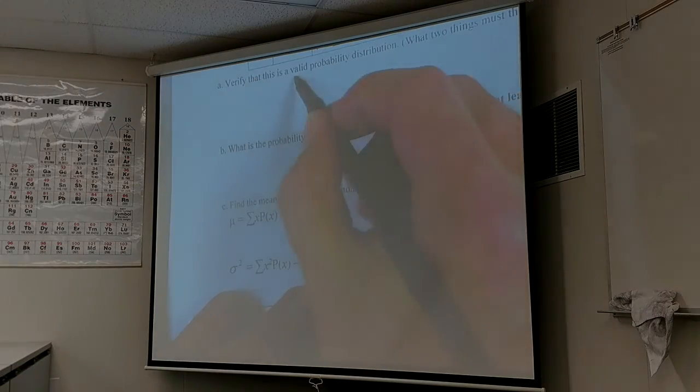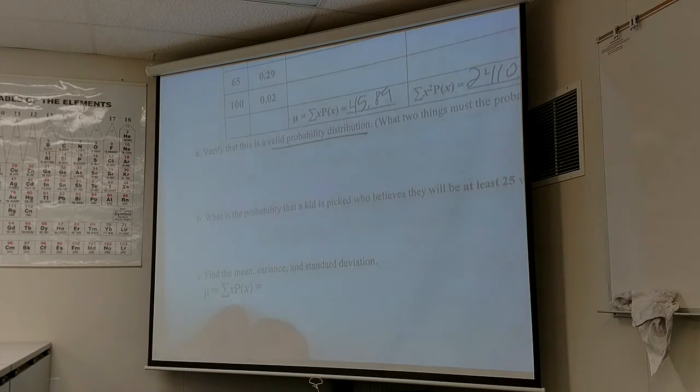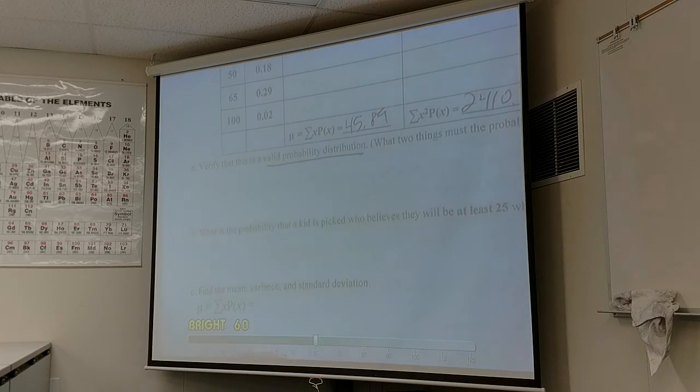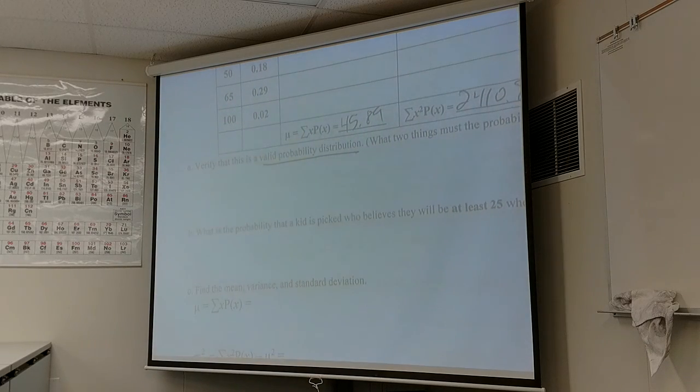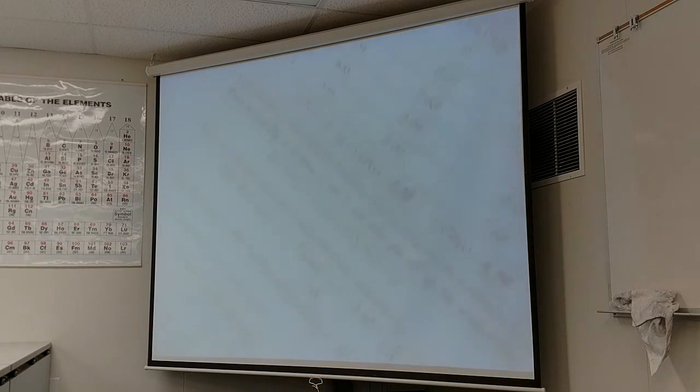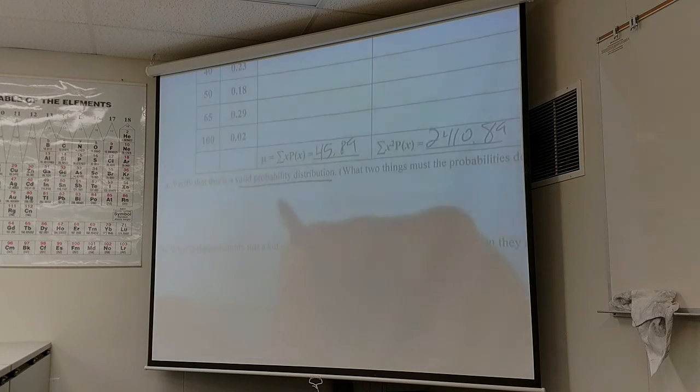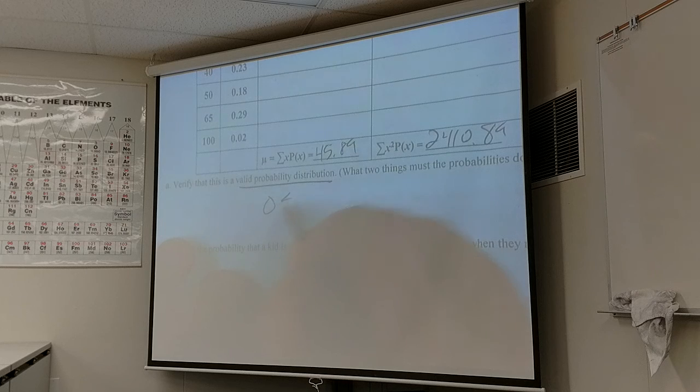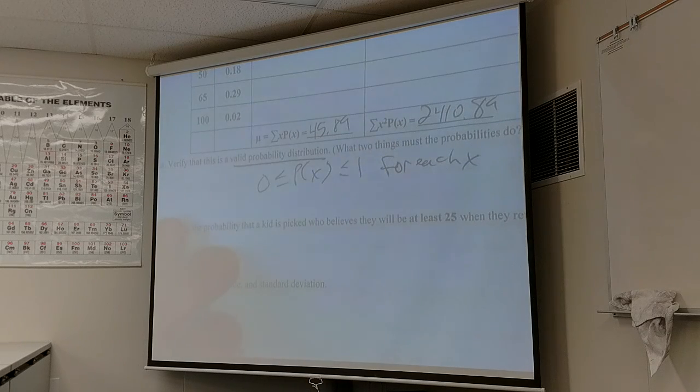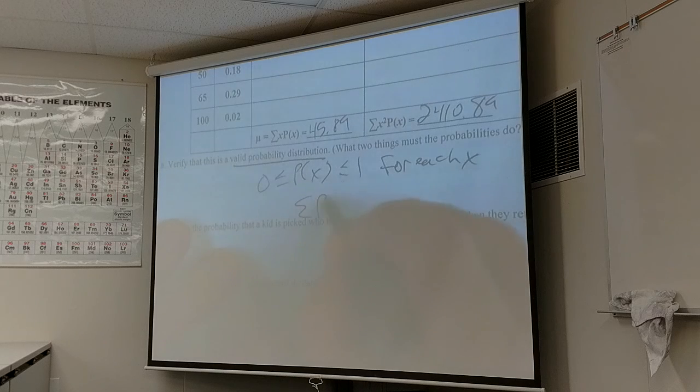So why is this a valid probability distribution? And if there's a question I ask on this side that doesn't make sense, there's an answer on the other side. It's kind of crazy. So I'm going to ask you this question, and if you don't tell me both things, you will lose points. So what 2 things have to be true? It has to be between 0 and 1. Yeah, every probability has to be between 0 and 1. And that they add up to be 1.